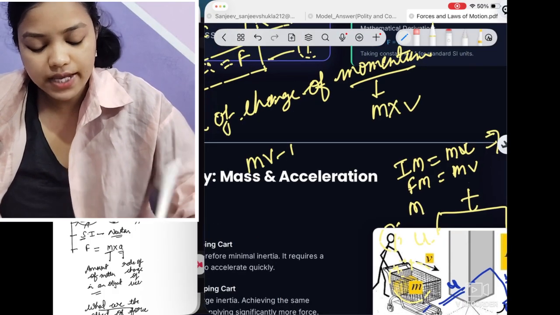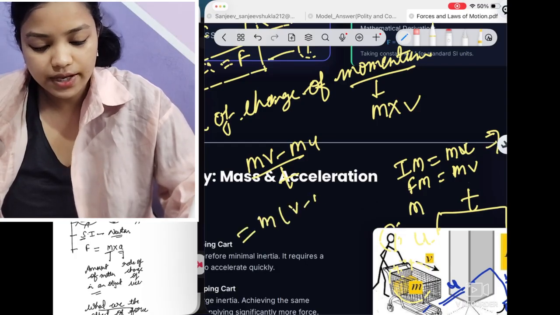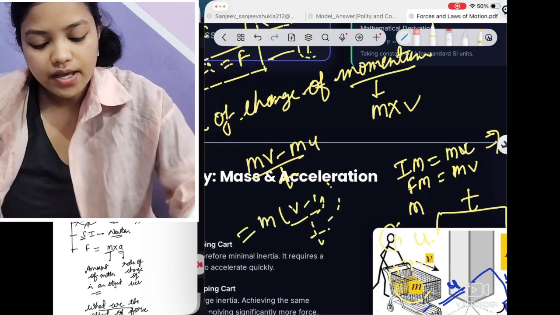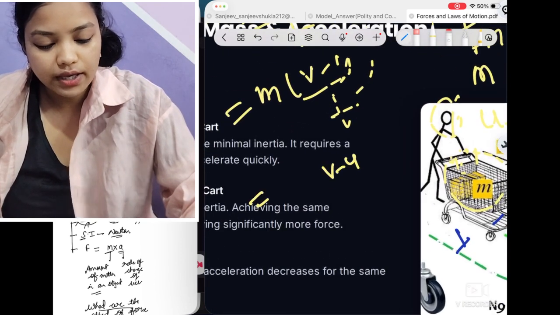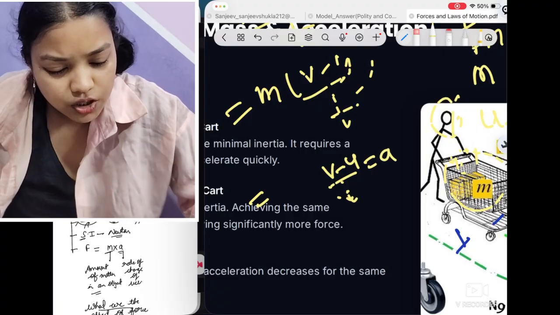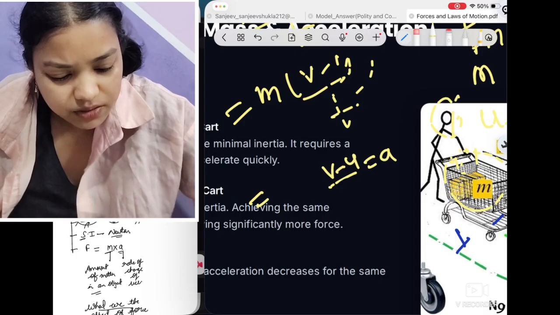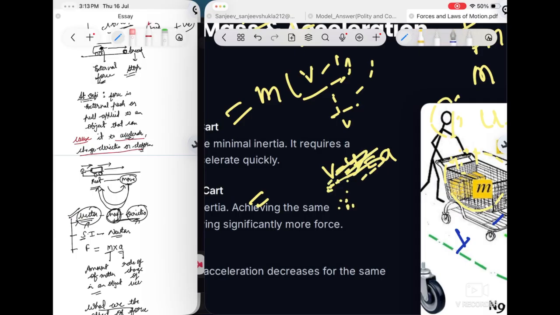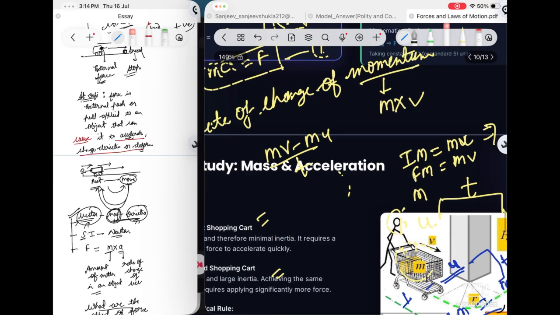Now this is the rate of change of momentum, and what you have to take out is mv minus mu by t. Take m common. As soon as m is common, v minus u upon t comes. Clear? And what do we know? v minus u upon t is equal to a. In the place of v minus u by t, we can write a. We have already learned this in the first chapter.